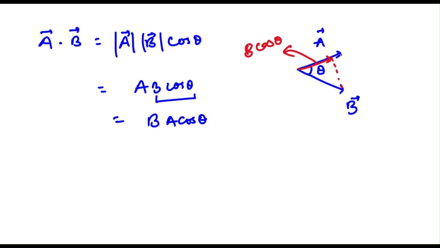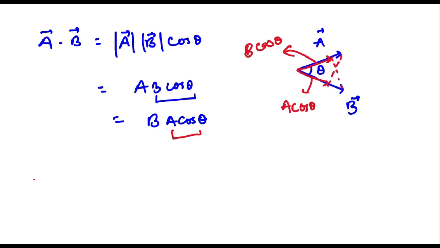Or we can take it this way also, where this is A cos theta, which is the magnitude of the projection of vector A on vector B. What I have written here, A cos theta, is the projection of vector A, and this is the magnitude of vector B. So A dot B can be represented this way also, where we multiply the magnitude of vector B with the magnitude of the projection of vector A, or in the other way, the magnitude of vector A into the magnitude of the projection of vector B on vector A.